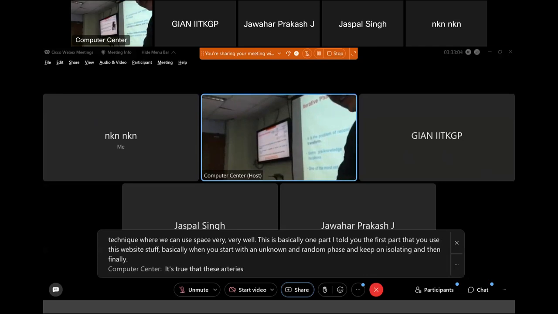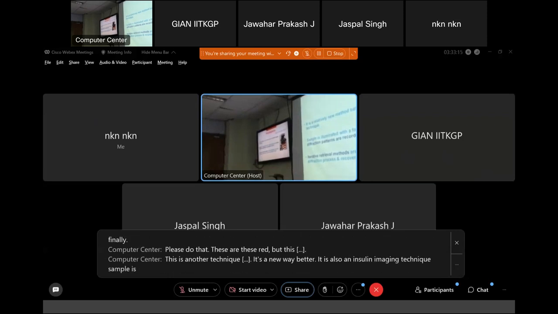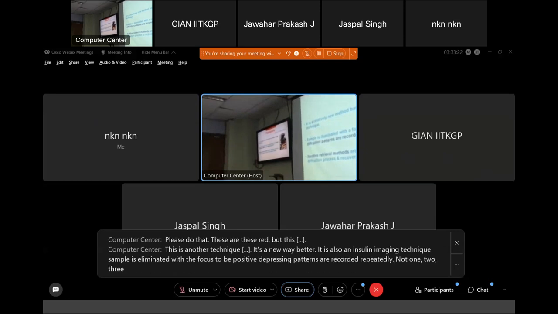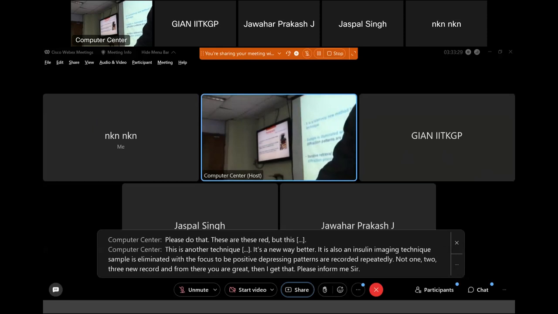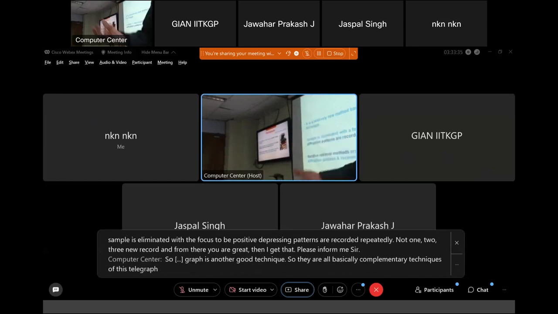But besides TIE, there is another technique, ptychography. It's a new method. It is also a lensless imaging technique. The sample is illuminated with a focused beam. Far-field diffraction patterns are recorded repeatedly, not 1, 2, 3, and from there you iterate and get the phase information. So ptychography is another good technique. They are all basically complementary techniques of digital holography, because digital holography is mainly for recording the phase.